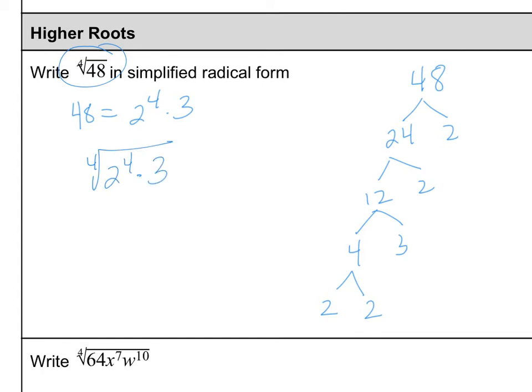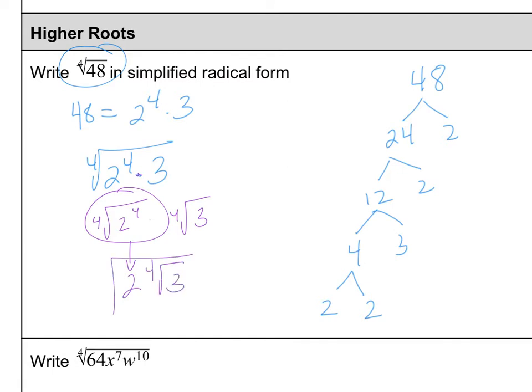Now we already know that we can break radicals up over multiplication, so I can think of this as the 4th root of 2 to the 4th times the 4th root of just plain old 3. And this part, this is just going to become 2, and we'll have 4th roots of 3. Now that's the final answer. And if that makes sense to you, why the 4th root of 2 to the 4th just becomes a 2, you can stop the video right now.